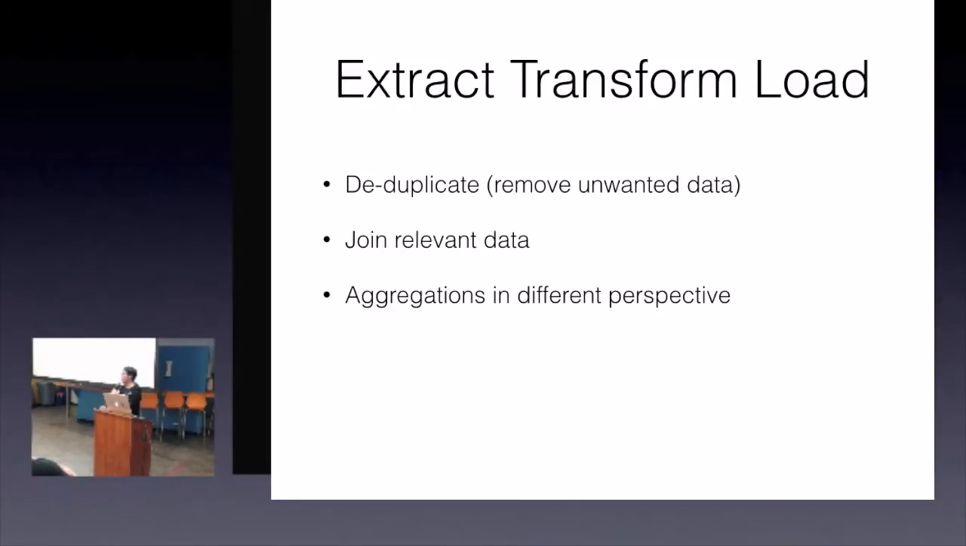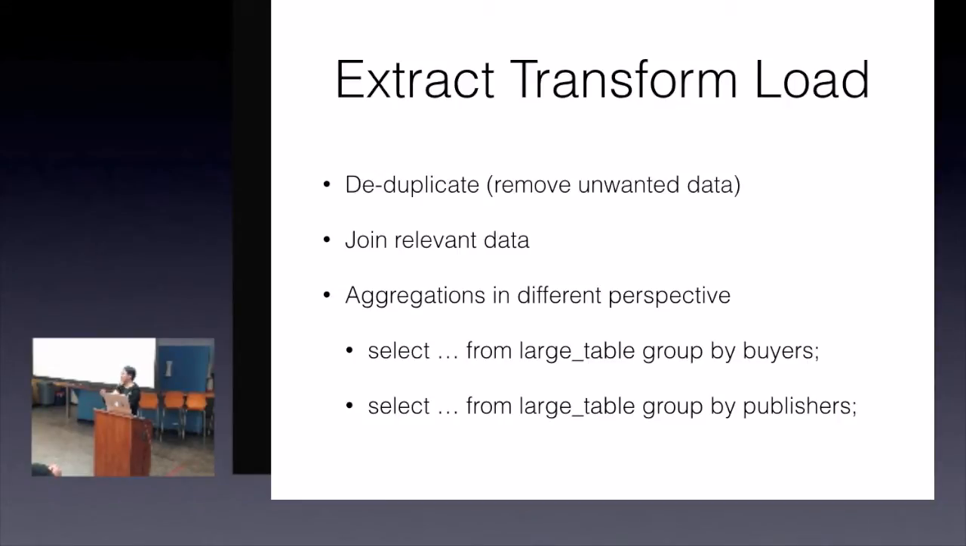And finally, we want to generate aggregations. Aggregations, in short, are from different perspectives. Say, for each buyer, we select several kinds of properties, like for this buyer, how much we should bill them. And for each publisher, we want to select the value that we want to pay to them, right?